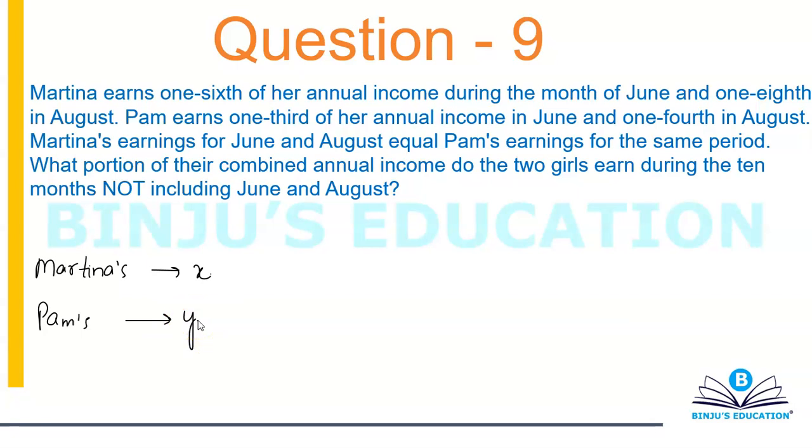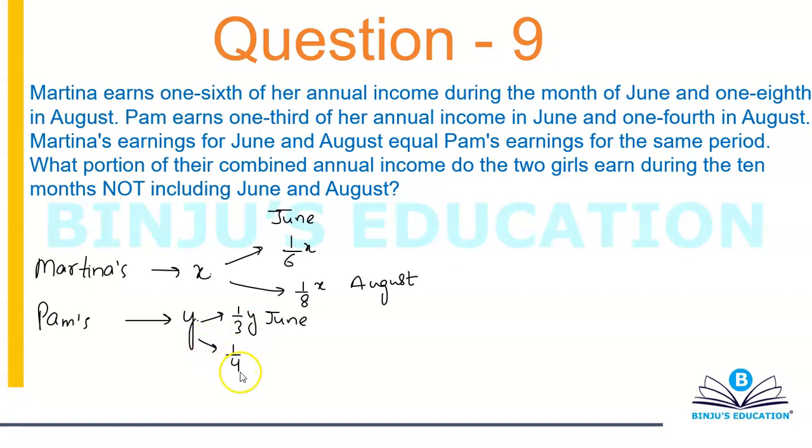Now Martina earns 1/6 of her annual income during the month of June. So in the month of June, she will be earning 1/6 into X. And in the month of August, she will be earning 1/8 of X. Pam earns 1/3 of her annual income in June, so Pam is earning 1/3 of Y in June, and 1/4 of Y in August.